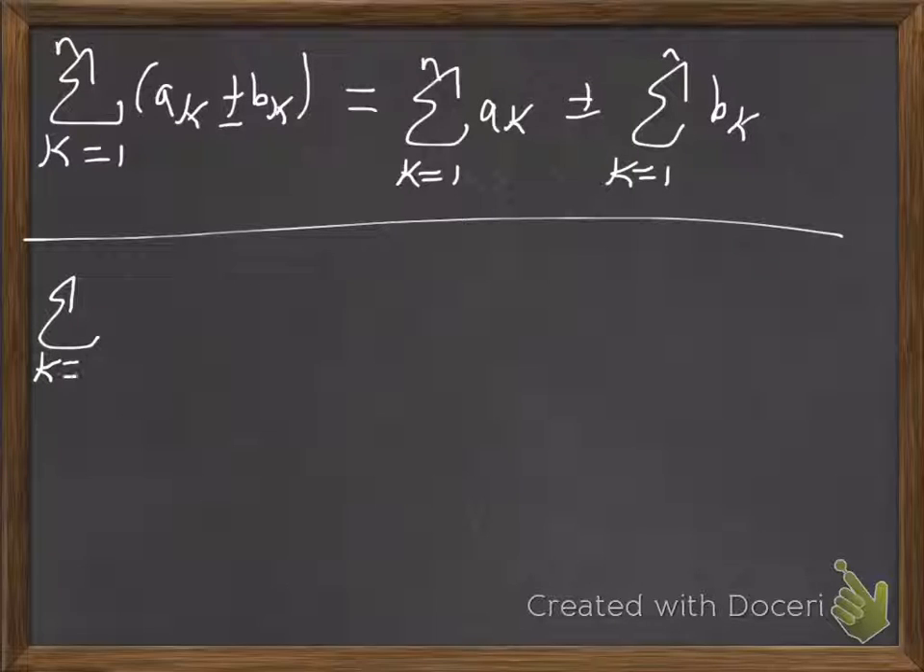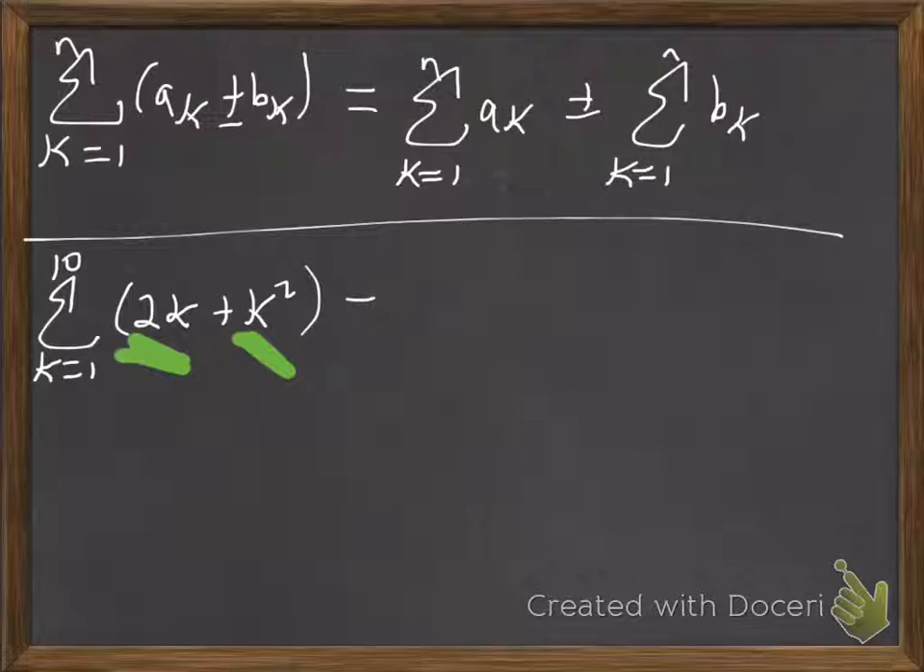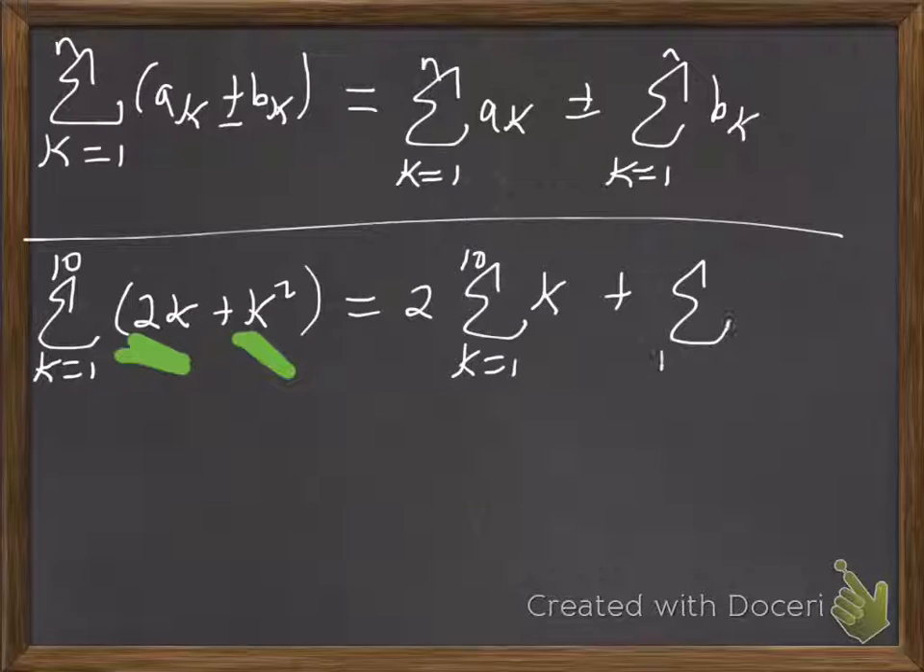Then if we look at the sum from 1 to 10 of 2k plus k squared, we have two individual pieces. That's our A, and that's our B. So we're just going to split it into 2, and because we're efficient, we're going to factor the 2 out. Instead of writing 2k, we'll factor the 2 out. So there's the A sequence, and there is the B sequence.